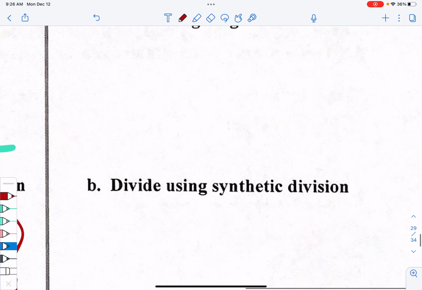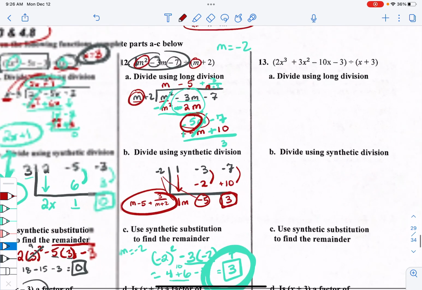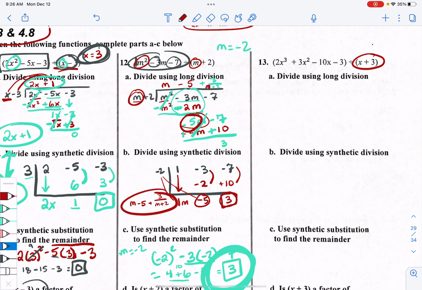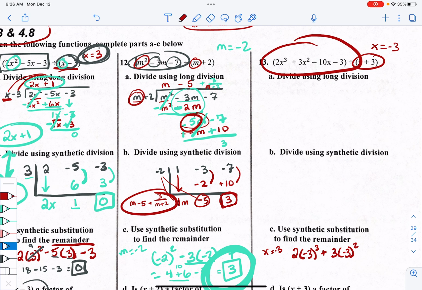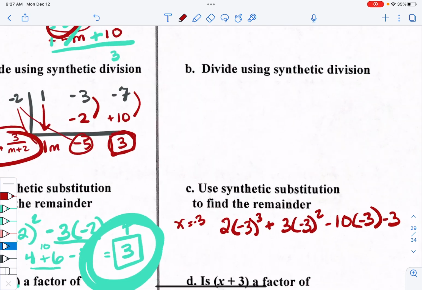All right, last one, here we go. I'm going to do the same thing again. I'm starting with c, because then I can find my mistakes. If x plus 3 is what we're dividing by, then x equals negative 3. And I'm going to plug negative 3 in for x. So I've got 2 times negative 3 to the third power plus 3 times negative 3 squared minus 10 times negative 3 minus 3, okay?